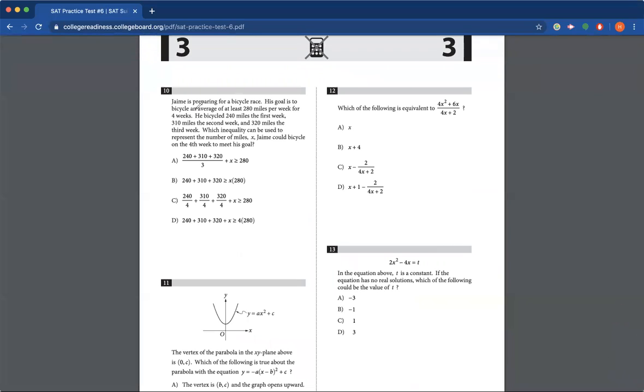Jamie is preparing for a bike race. His goal is to bike an average of 280 miles per week for 4 weeks. Okay. So he bicycled 240 miles the first week, 310 and 320. Which inequality can be used to represent the number of miles he must bike the fourth week? Okay, so he wants to bike an average of 280 miles per week over 4 weeks, so we want to see the total amount of miles he bikes in total.